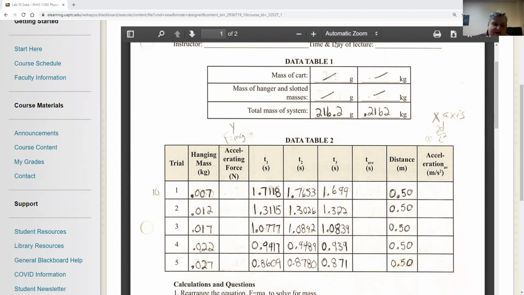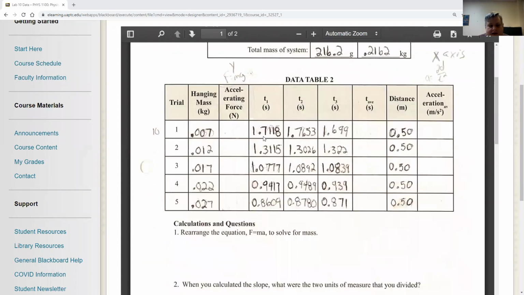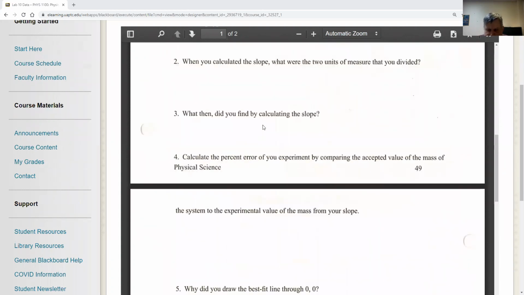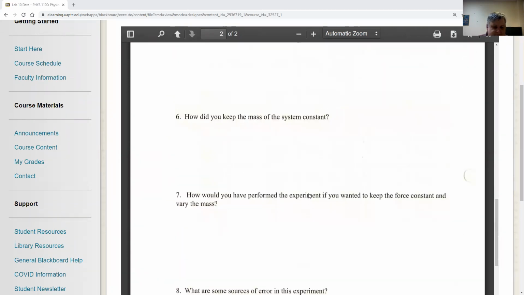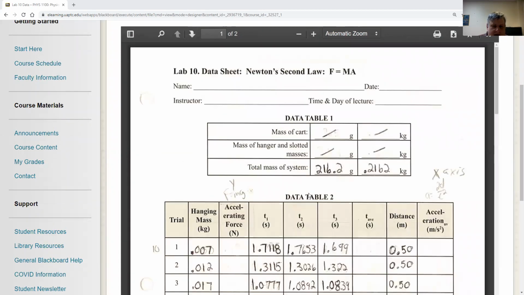So what I'm going to need you to turn in this time is this page right here, which is page 49, and this page right here, which is page 50. The lab talks about in the instructions doing a graph. I am not going to require you to do the graph.